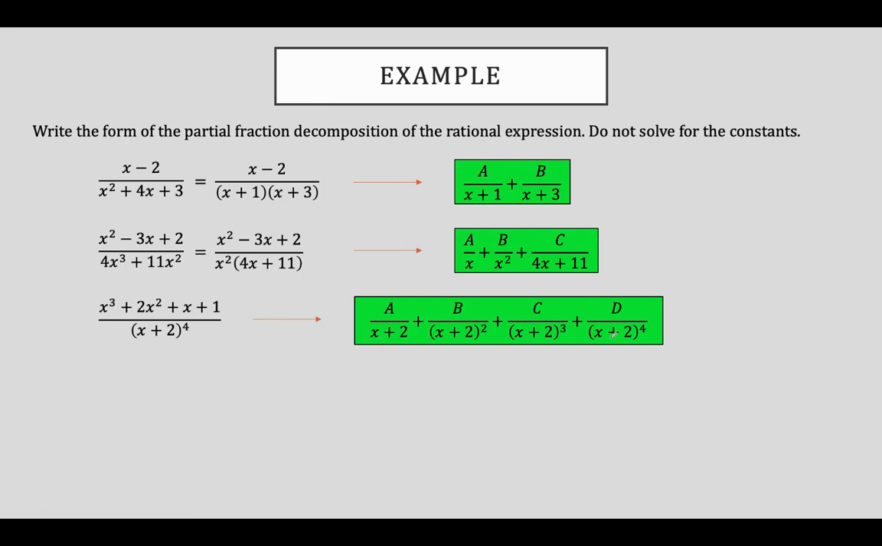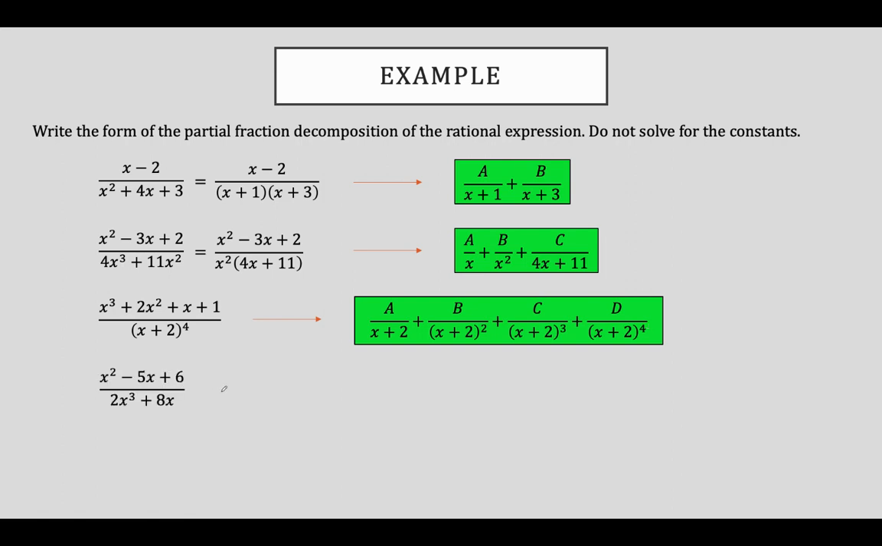Again, one fraction for every factor, right? It's repeated 4 times, so I have 4 fractions. It's linear, so each one of my numerators is a constant, and I have one power for each time it is repeated. All right, let's look at another one.